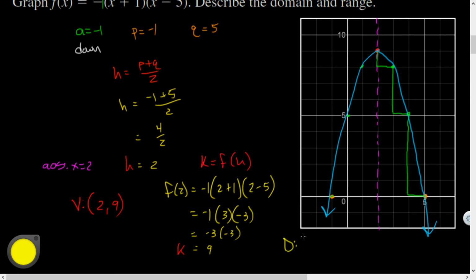So the domain is everything, all x such that x, every x value. I could plug in negative 1 billion, I could plug in pi, I could plug in a googol, and I could get a value back for that. The range, however, the y values never get bigger than the maximum, which was 9. So I'm going to say that the range is the set of all y such that y is less than or equal to 9. So that is my range.